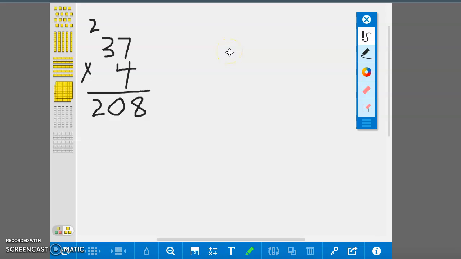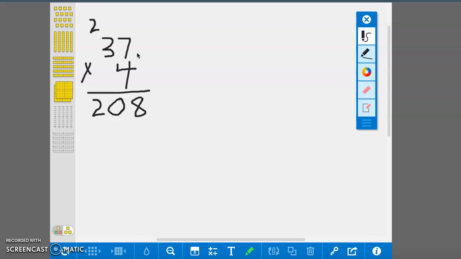For my video teaching moment, I was given the student work sample 37 multiplied by 4 equals 208. I can see from table 12.2, misconception number 3, that this student is making a mistake when regrouping the number in a multiplication problem. I'm going to explain where I see that in the student work sample.